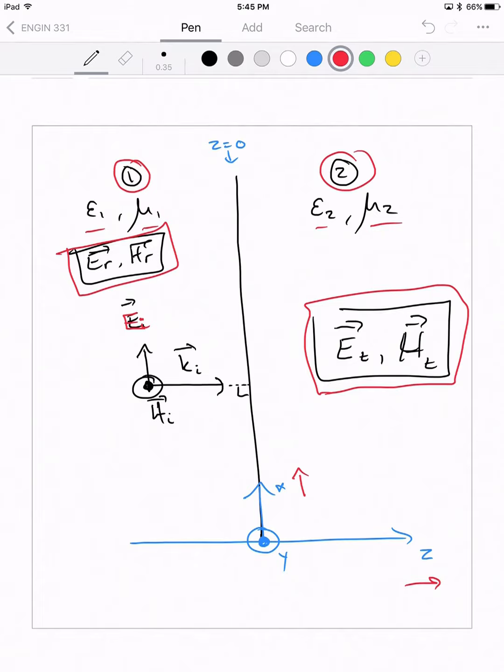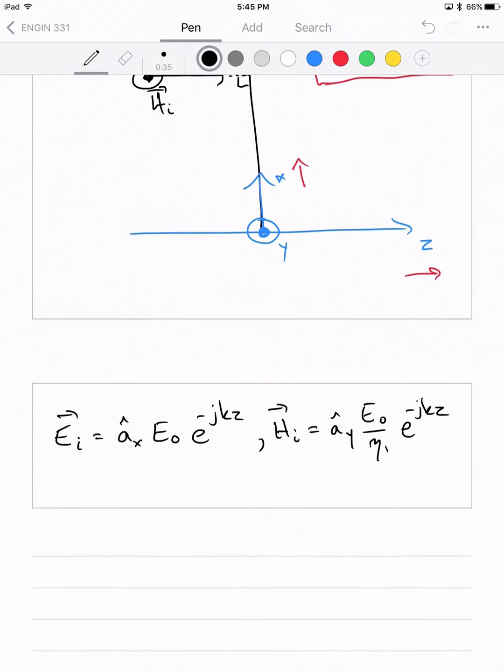So looking back at this incident field, E sub I is pointing in the x direction and H sub I is pointing in the y direction, so K sub I points to positive z. Given that, we can write the expression for E sub I and H sub I this way. E sub I is x-directed, it has an amplitude E naught, and the propagation phase constant e to the minus jkz. H sub I is y-directed. It has amplitude E naught divided by eta 1 because it's in medium 1. And it also propagates and accumulates phase with e to the minus jkz.